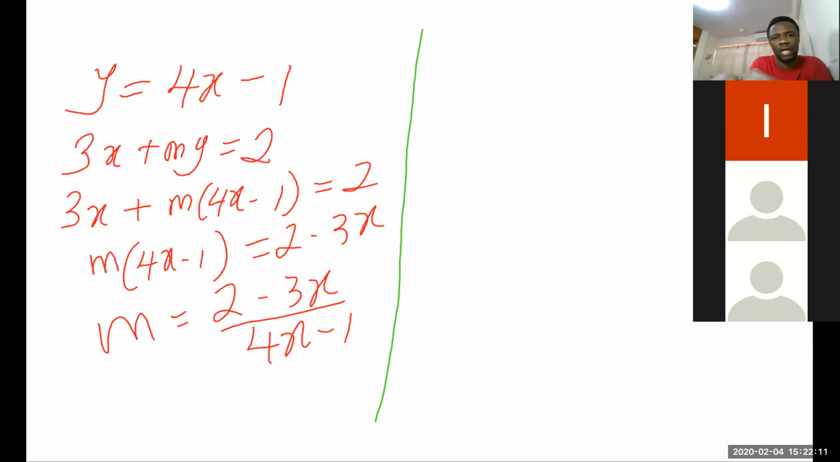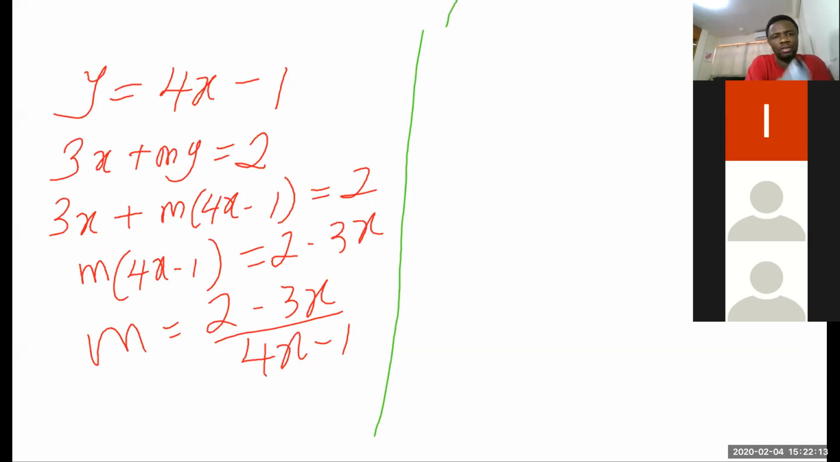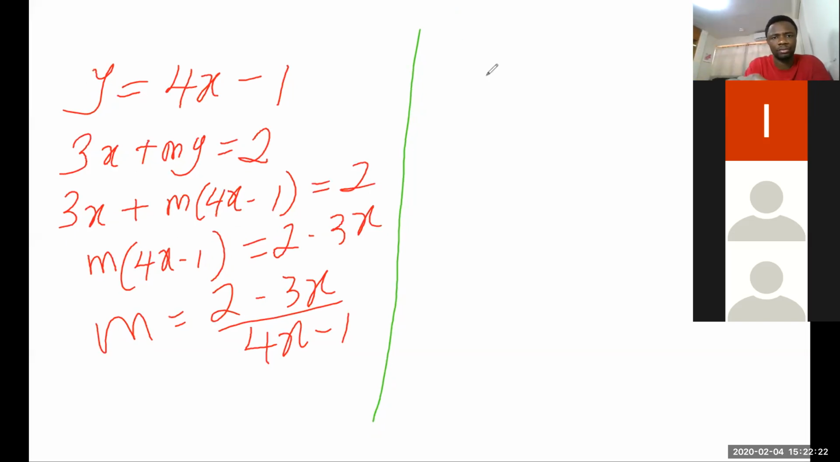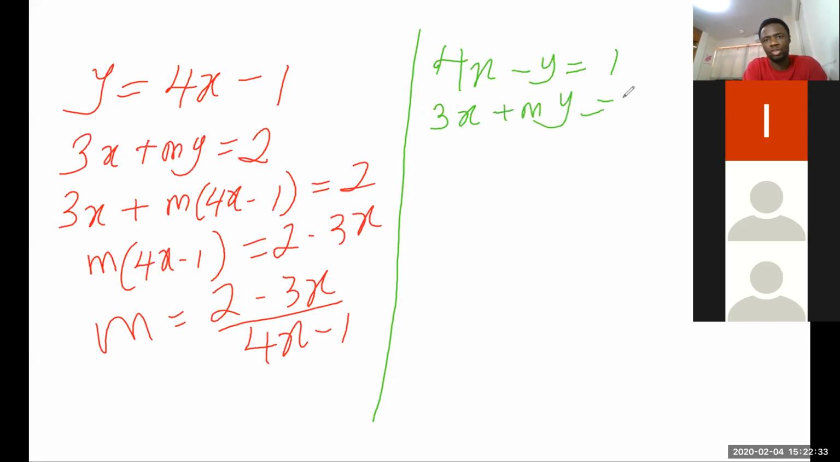Remember, the equations are 4x minus y equals 1, then 3x plus my equals 2. So how do we go about Lillian's approach? Now, this looks a bit stuck, right? But we can come back to it.